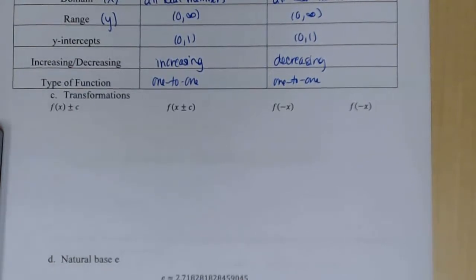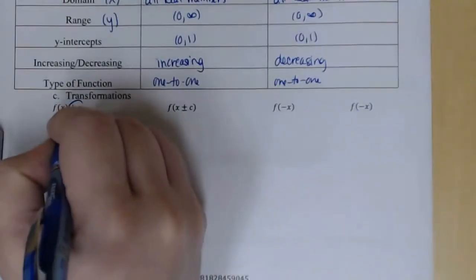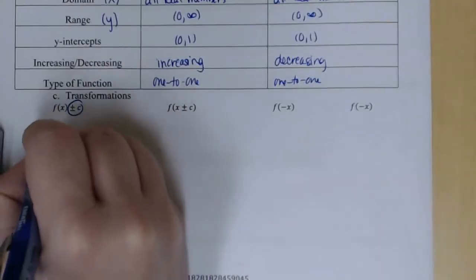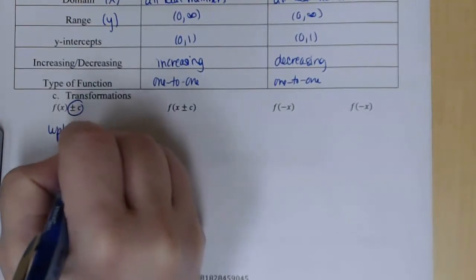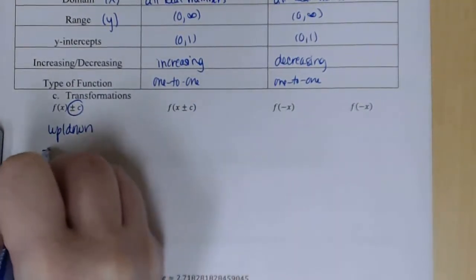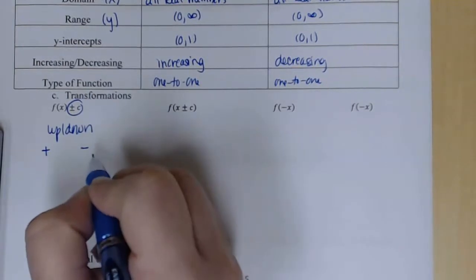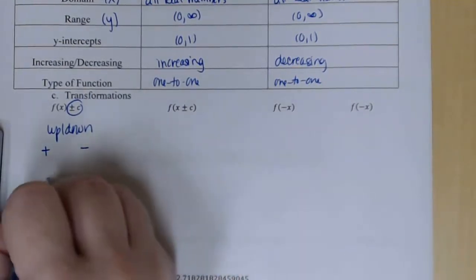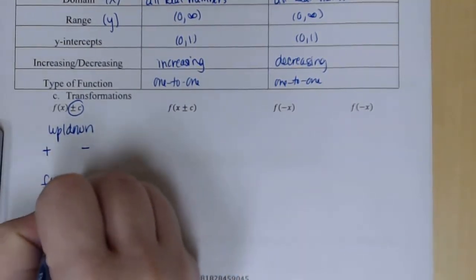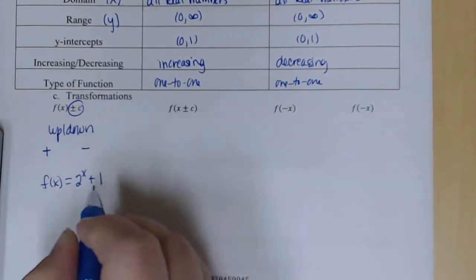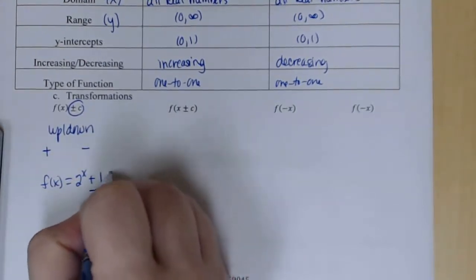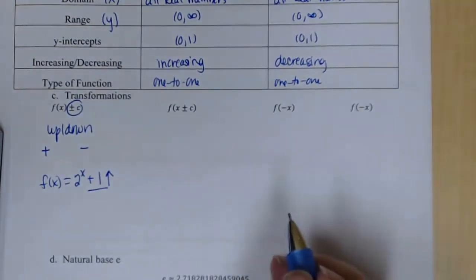So just kind of discovering all the ins and outs of an exponential and getting all the characteristics and transformations, etc., like we did on the other one. So remember, when you're adding a number on the outside of the function, this is going to move your function up and down. Remember, if it's positive, it's going to go up. If it's negative, it's going to go down. And so if we had f of x equal to 2 to the x plus 1, that plus 1 right there would move our whole function up 1 unit.